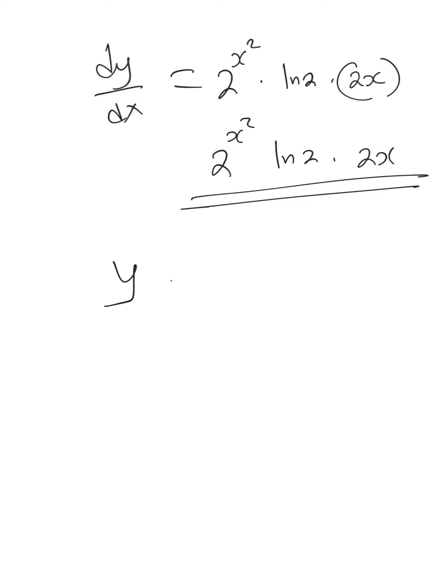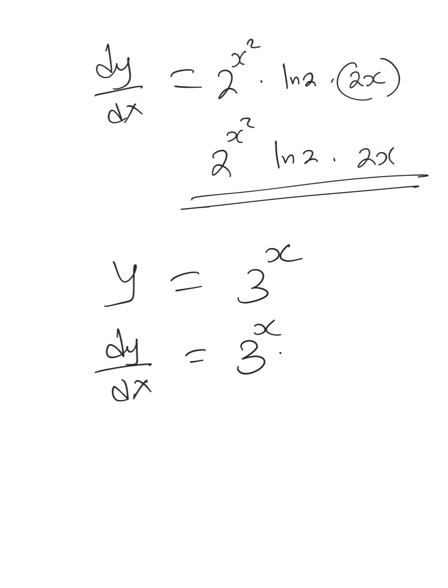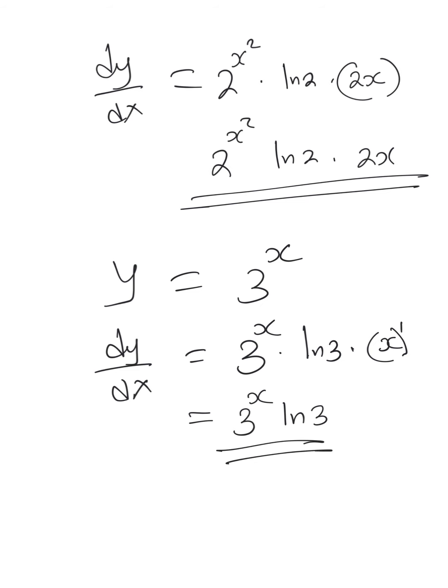Suppose you have y is 3 to the power x. Then what's dy by dx? The dy by dx is going to be 3 to the x, then natural logarithm of 3, and then differentiate the power, which is x. So what do you get? This is 3 to the x times natural logarithm of 3, since when you differentiate x, you get 1. If you multiply by 1, it is not going to change. And therefore, we have this as the answer. So it's all about using a formula and coming up with derivatives.